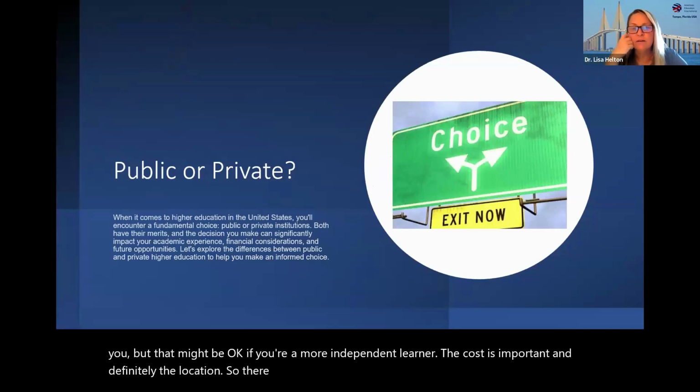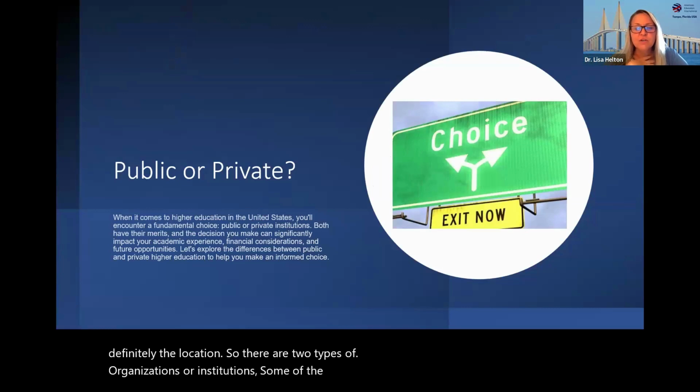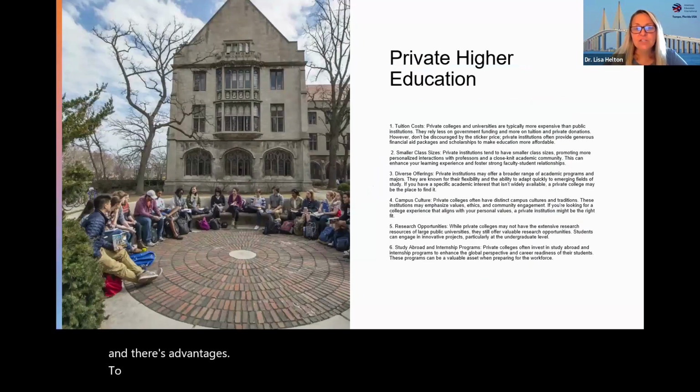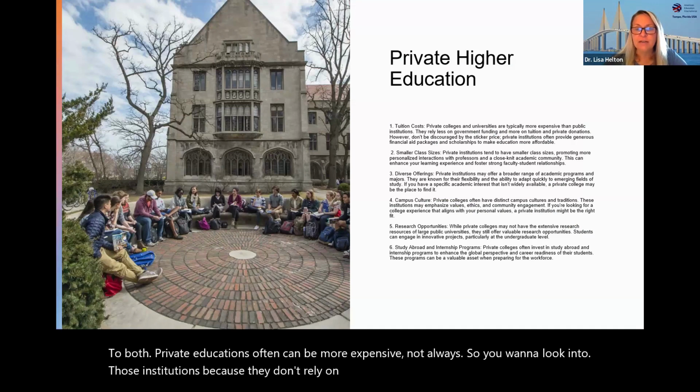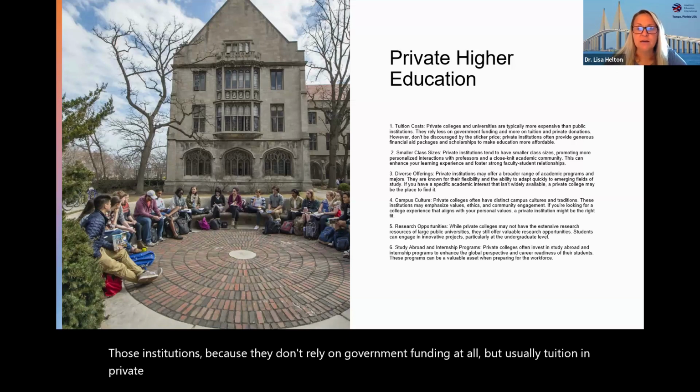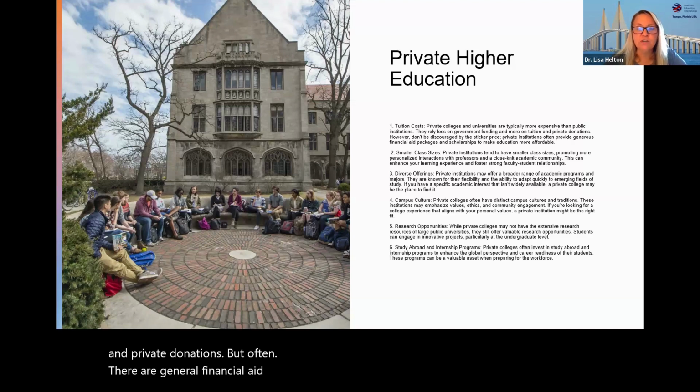So there are two types of organizations or institutions. Some of the higher education is public and some is private, and there are advantages to both. Private education often can be more expensive, not always, so you want to look into those institutions, because they don't rely on government funding at all, but usually on tuition and private donations. But often there are really good financial aid packages for private institutions. So you can check that out.